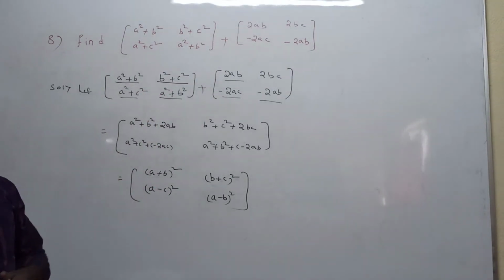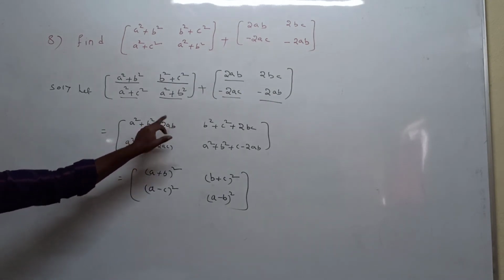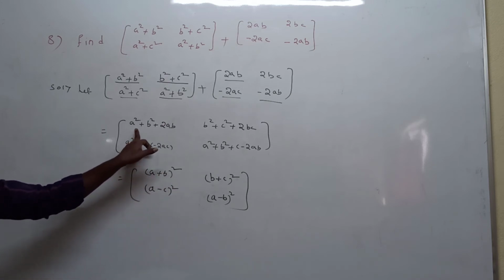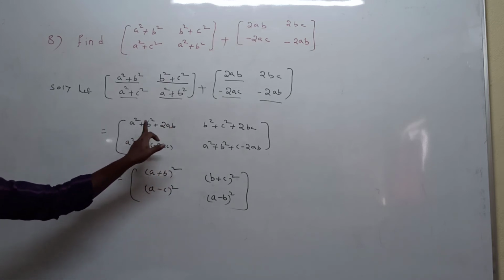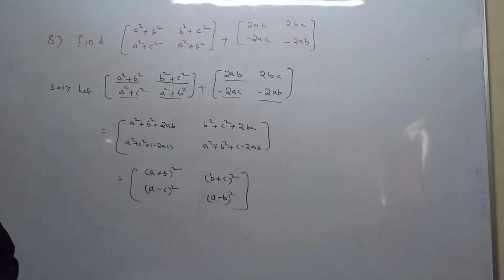So we are adding the corresponding elements. After that, a square plus b square plus 2ab formula is (a plus b) whole square. (a plus b) whole square formula is a square plus b square plus 2ab. That's why a square plus b square plus 2ab can be written as (a plus b) whole square.